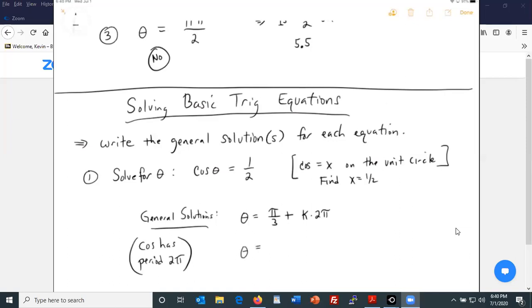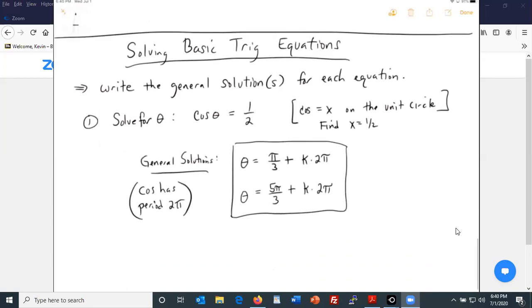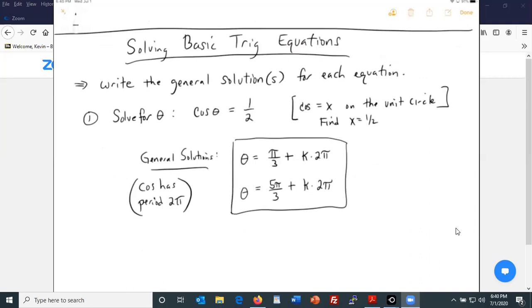And then the other angle we found was 5 pi over 3. And just tack on k times 2 pi. And that's the general solution. So when it says find the general solution, that's all you have to write. You don't have to plug in values of k unless the problem tells you to find 4 solutions or find 10 solutions. Then you have to plug in k values.